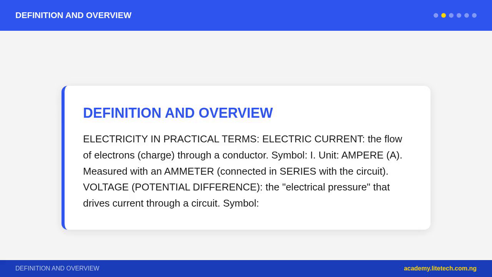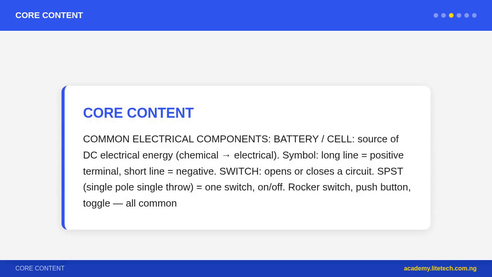Bulb or lamp: converts electrical energy to light plus heat. Symbol: circle with X inside. Common types: incandescent, old; fluorescent, energy saver, popular in Nigeria; LED, increasingly common, very efficient. Resistor: resists current flow, controls voltage and current in circuits. Symbol: rectangle, BS/international, or zigzag, US. Fixed resistor, variable resistor, rheostat, potentiometer, like a volume knob on a radio.